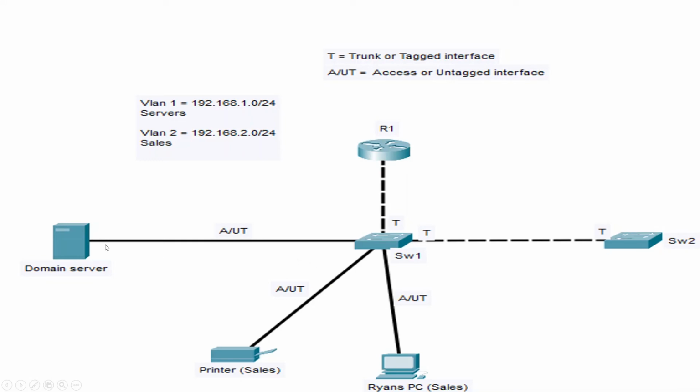And the same goes for your domain server. It only needs to have an access or untagged port for it to work with the one VLAN that you will define on the port as well. So that's about how you can work this out with trunk and access.